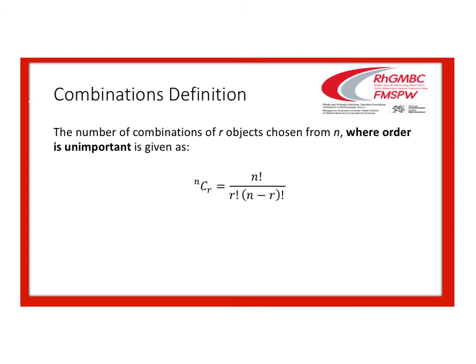So the number of combinations of R objects chosen from N, where order is unimportant, is given as N factorial over R factorial times N minus R factorial. And the thing to note here is when we're doing permutations, we only divide by the N minus R factorial because we're interested in the number of different ways that we can actually organise those R objects. Where order is unimportant, we divide through by this factor of R factorial to cancel the number of ways that we can actually order those R objects.